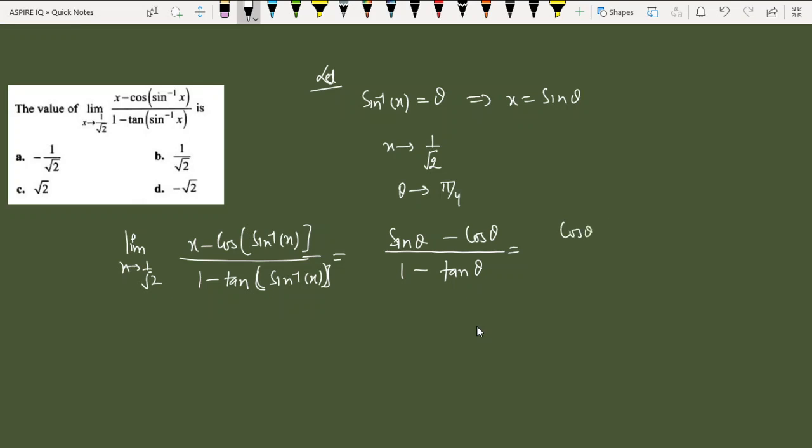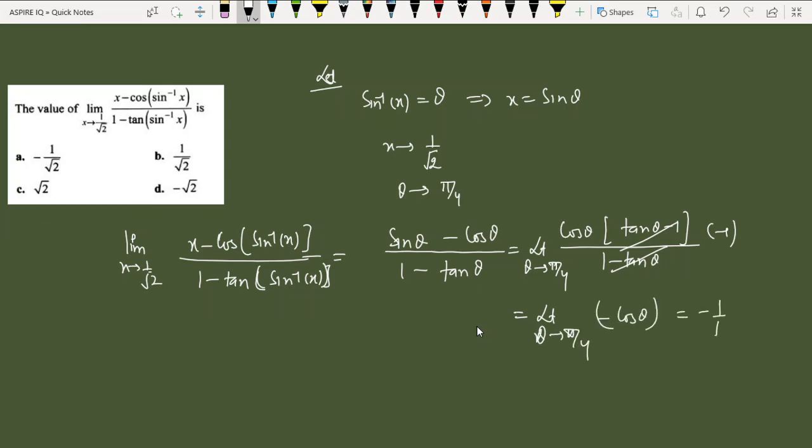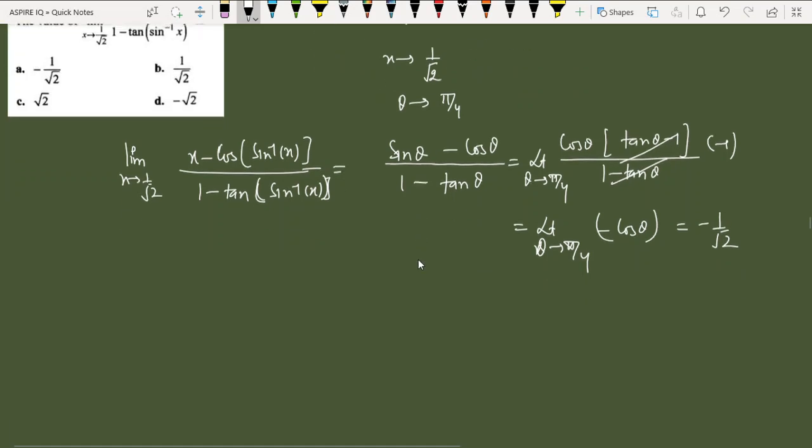Take cos theta common here: tan theta minus 1 upon 1 minus tan theta, for limit theta tends to pi by 4. So it will be cancelled out and leave minus 1 sign. So your answer is limit theta tends to pi by 4 of minus cos theta, so minus 1 by root 2. Minus 1 by root 2 is your answer. This is a very simple question. Whenever you see sine inverse x, cos inverse x, whenever you see an inverse function, just try to convert it into a trigonometric function.